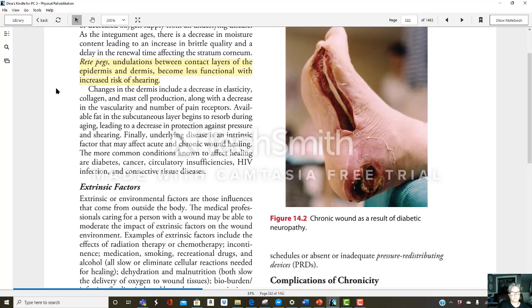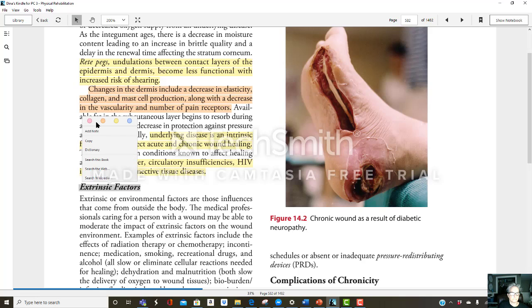Changes in the dermis include a decrease in elasticity, collagen, and mast cell production, along with a decrease in the vascularity and number of pain receptors. Available fat in the subcutaneous layer begins to resorb during aging, leading to a decrease in protection against pressure and shearing. Finally, underlying disease is an intrinsic factor that may affect acute and chronic wound healing. The more common conditions known to affect healing are diabetes, cancer, circulatory insufficiencies, HIV infection, and connective tissue diseases.